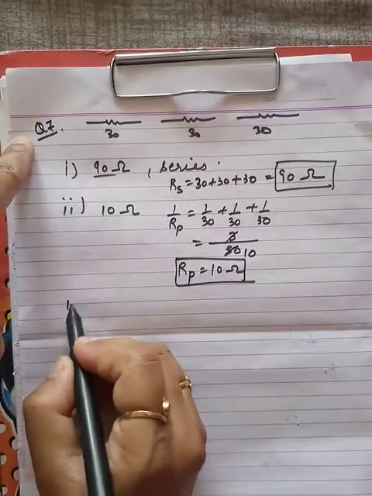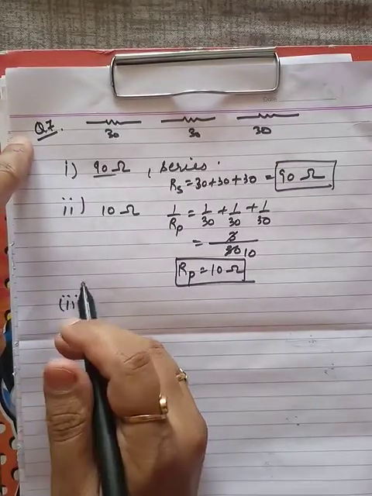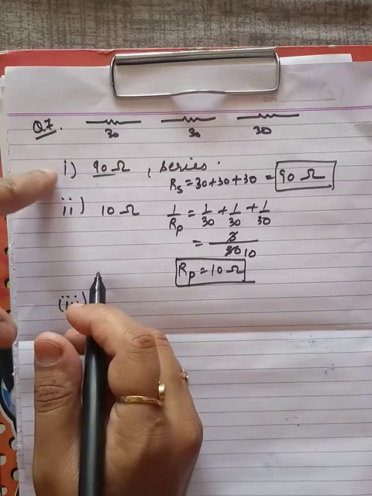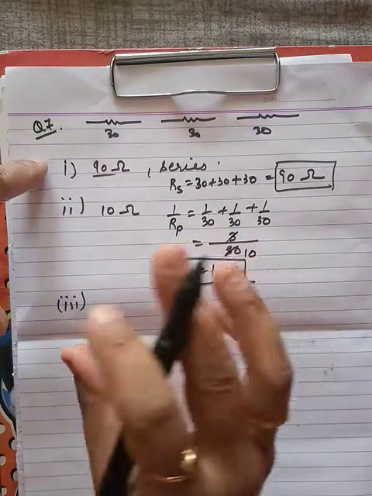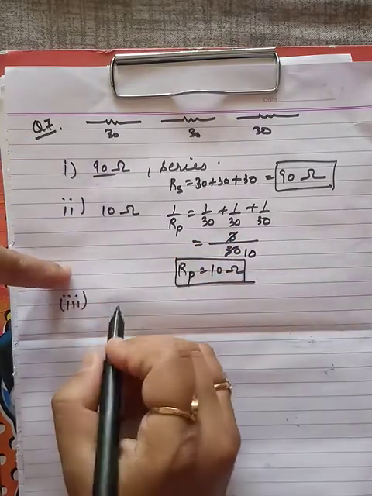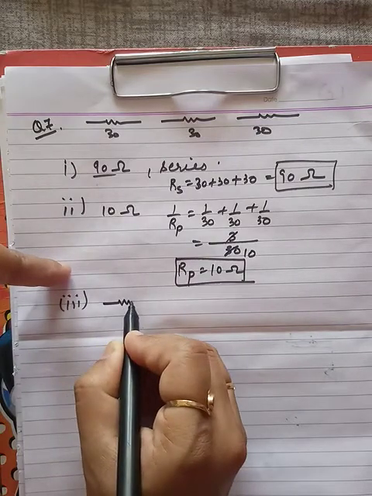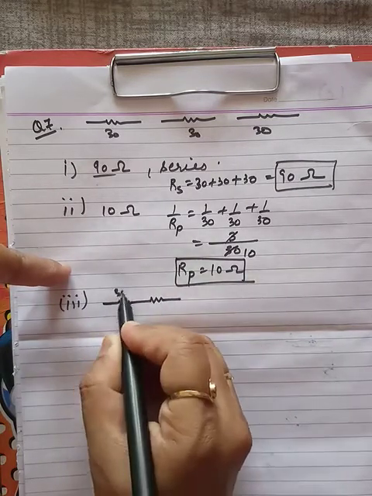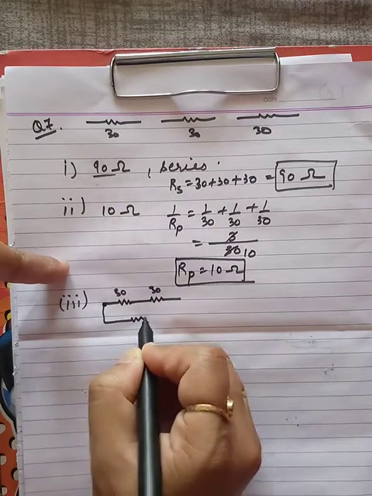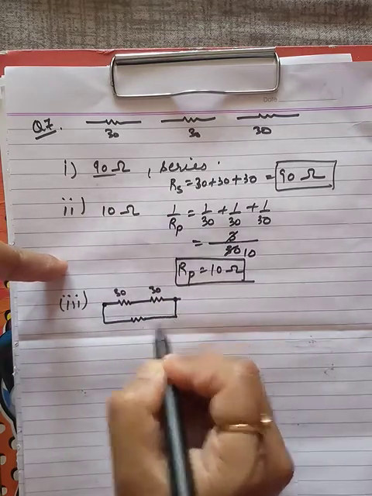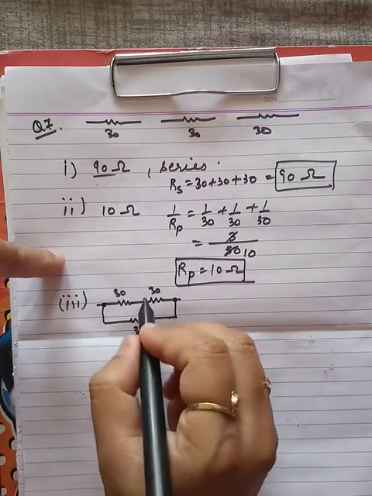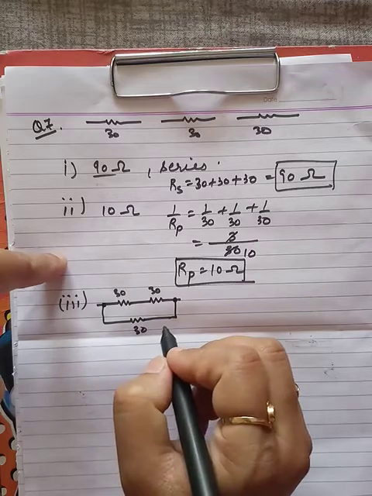Part 3 is a little bit different. Part 3 is saying we need 20 ohm resistance. If we need 20 ohm resistance, then 2 must be connected in one manner and the third one in a different manner. So if we connect these 2 in series, 30 plus 30, it will be 60, and across these 2 there is one resistance of 30, the last one, the third one. If we connect it like this, then we will get 20 ohm.